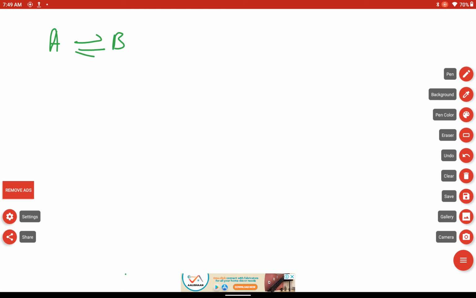let A be the total concentration of the reactant and product, A plus B. Let A be the total concentration of the reactant and the product A plus B.